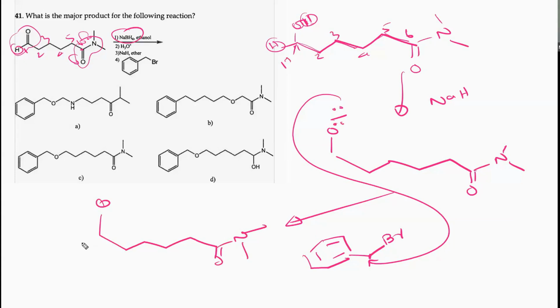The N,N-dimethyl part is going to be kept, and you will have that. So it is not this, not this, not this, because you convert that into an alcohol, and that is the right answer.